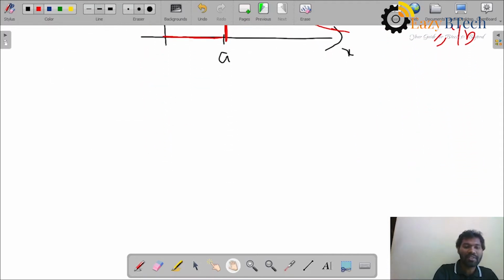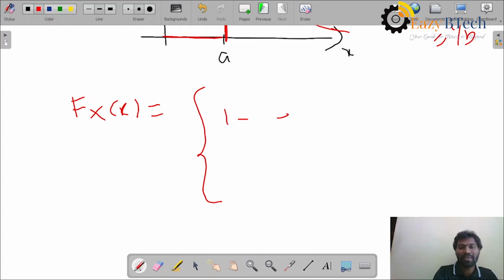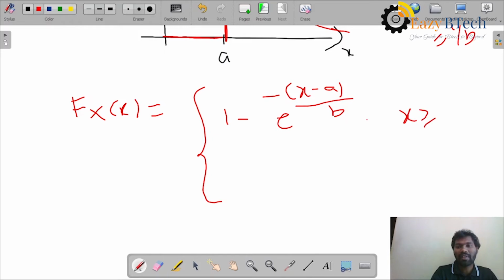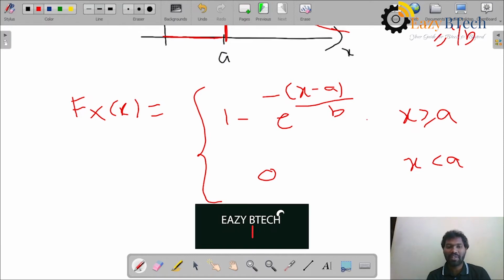Now moving on to the next one. The density function is over. Next is the distribution function of the exponential random variable. In the same way, the distribution function is equal to 1 minus e power minus of (x minus a) by b for x greater than or equal to a, and 0 for x less than a. So this is the expression of the exponential random variable distribution function.